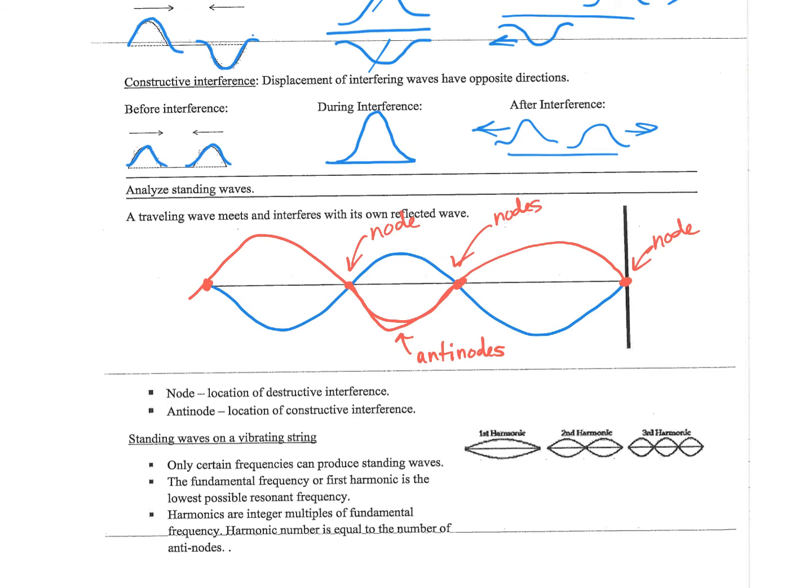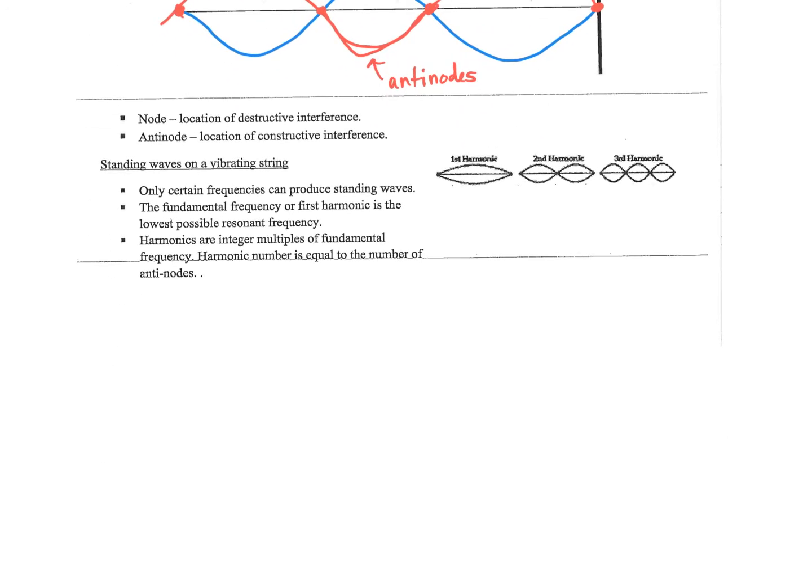Now, nodes are locations of destructive interference. I want you to think about why those would be destructive interference. What's happening here? It's at 0, isn't it? Where they meet, they're at 0. Antinodes are locations of constructive interference. All right? So now, what does that mean?